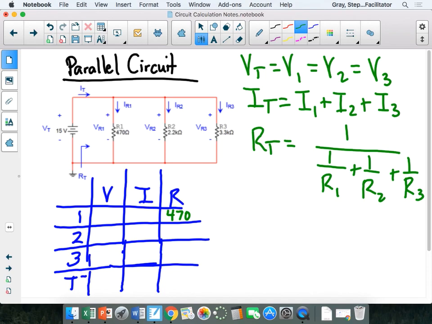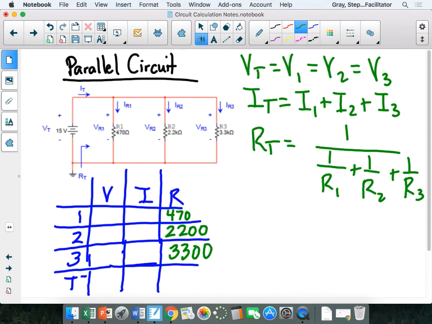What about this resistance too? 2200, that's right. And the last is 3300. That's the reciprocal of the reciprocals. Now, I don't like to do reciprocal of reciprocals, so I'm going to skip it for a minute.